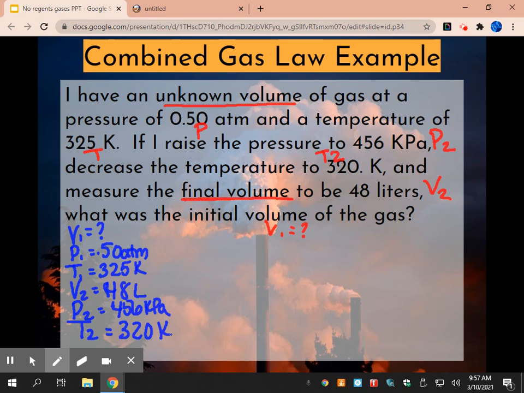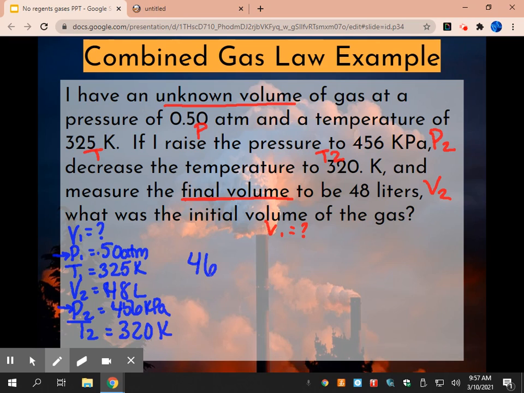So I hope that you noticed that your pressures were in different units. If you didn't know that, your answer is going to be incorrect. So what you have to do is convert one of your pressures so your units match. It doesn't matter which one you convert to, your answer is going to be the same. I'm going to convert my kPa so that it's in atmospheres.